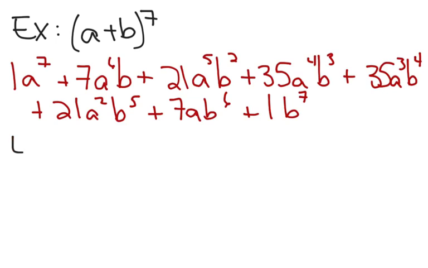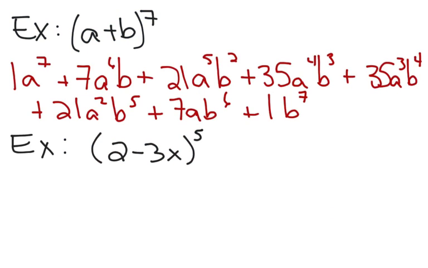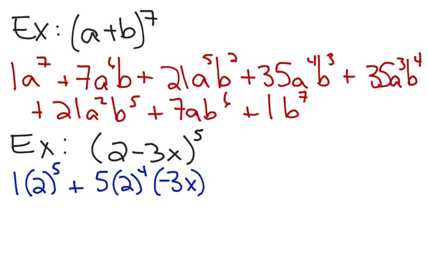Now they do get a little more complex, so let's look at this one. Let's use Pascal's triangle to help us expand 2 minus 3x to the fifth. Now the coefficients in the fifth row of Pascal's triangle are 1, 5, 10, 10, 5, 1. So the first term is going to be 1 times 2 to the fifth. The next term is going to be 5 times 2 to the fourth, negative 3x to the first. So instead of a and b, we have 2 and negative 3x.